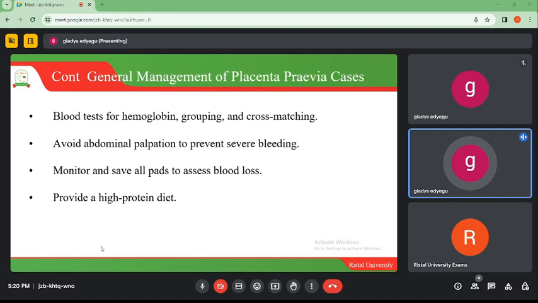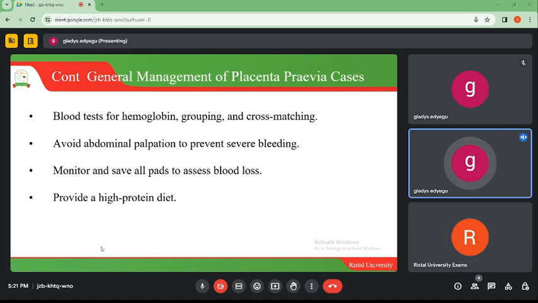Then monitor and save all pads to assess blood loss. This is where we have a challenge. In most cases, we have always failed to assess the actual amount of blood loss that these mothers lose, and we end up either underestimating or overestimating. So we need to understand how we are able to estimate this blood loss so that we can know how much the mother has actually lost so that we can be able to intervene appropriately.